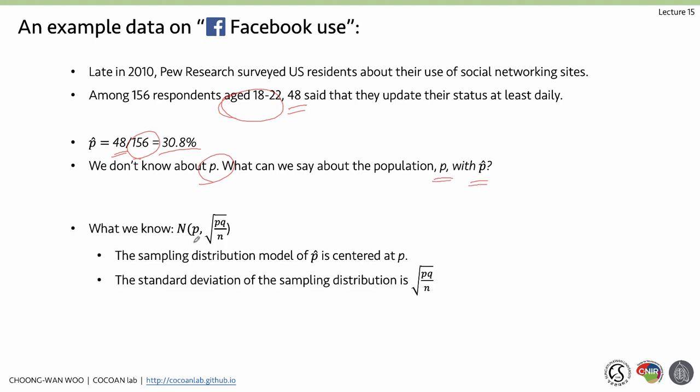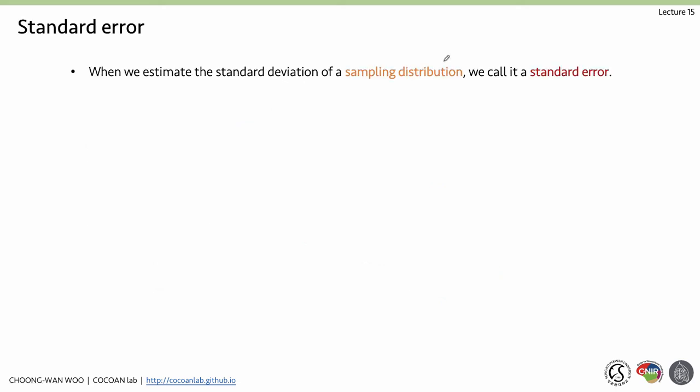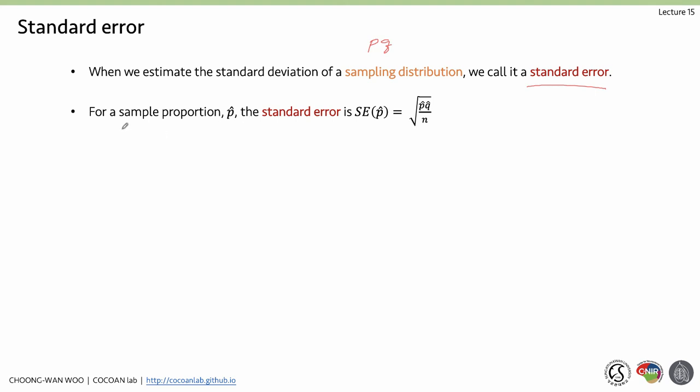So what do we know about the sampling distribution? The sampling distribution model of P hat is going to be centered around the population P. And the standard deviation of the sampling distribution is going to be the population-level parameter, square root of P times Q divided by n, where Q is 1 minus P, as you remember. When we estimate the standard deviation of a sampling distribution, given that we don't know the population parameters P and Q, we have to use the sample statistics. The estimate of standard deviation, we call a standard error. So for sample proportion P hat, the standard error uses P hat and Q hat.